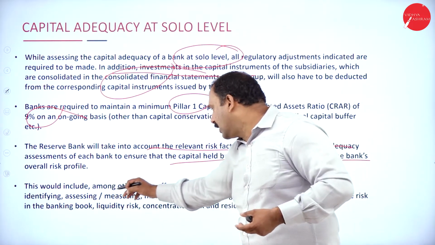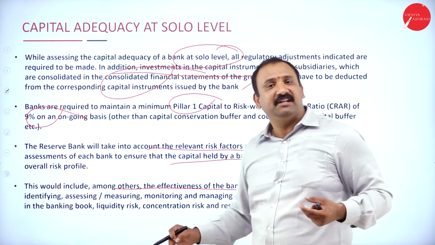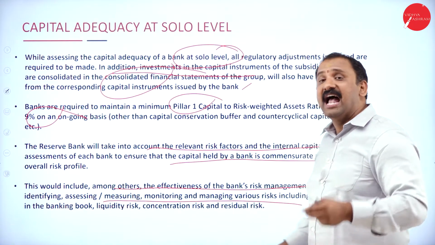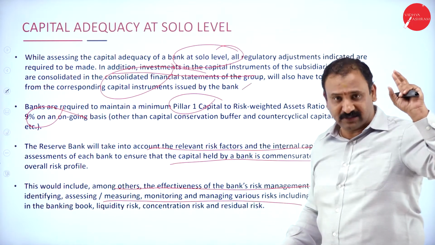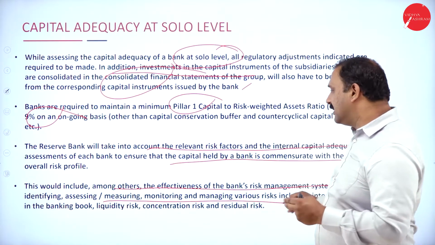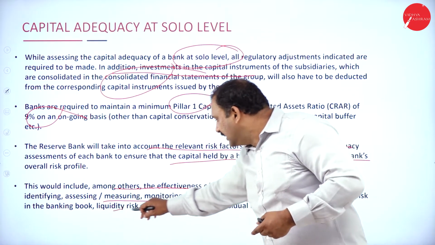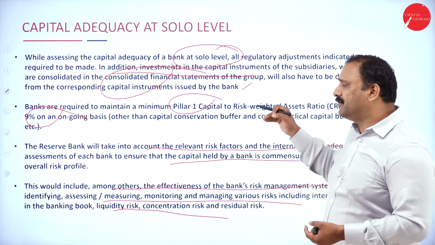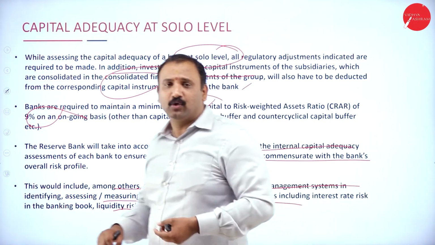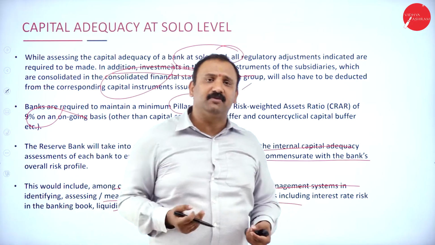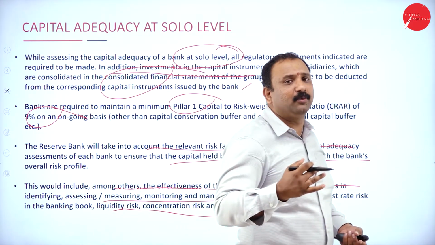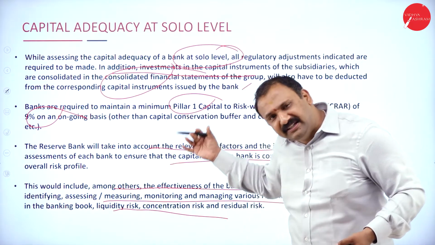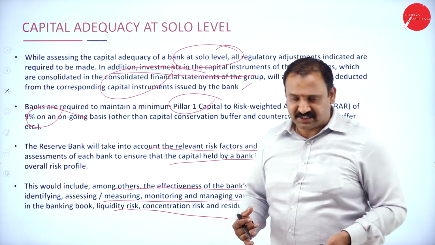Now, this would include, among others, the effectiveness of the bank risk management systems, which are very, very important: identifying, assessing, measuring, monitoring, and managing the various risk factors. And in terms of understanding the banking book, liquidity risk, concentration risk, and residual risk. So you have to see what are all the various risk factors that have been looked into in terms of the business, in terms of the scenario, and then we have to take it forward in terms of understanding it. So that's how the scenario will grow. The scenario will be understandable in terms of the business.